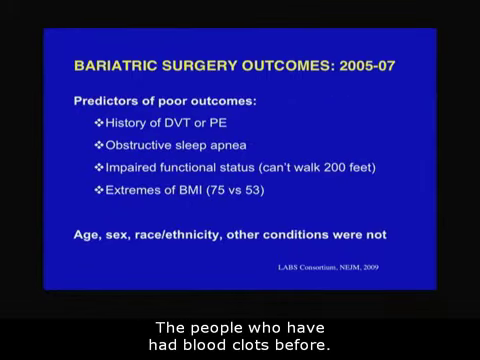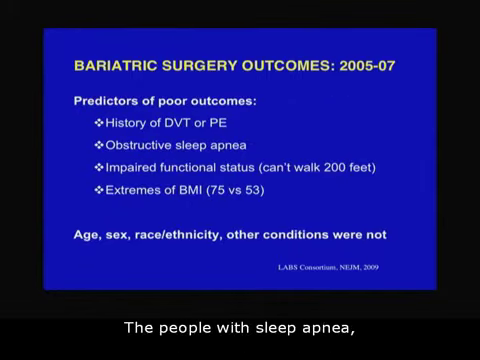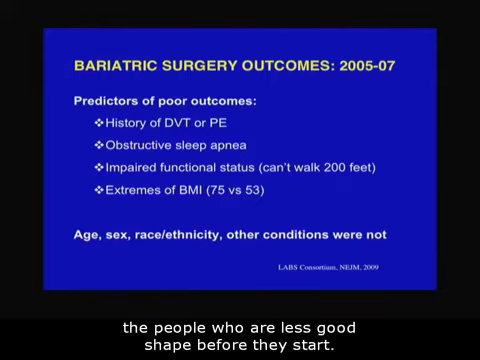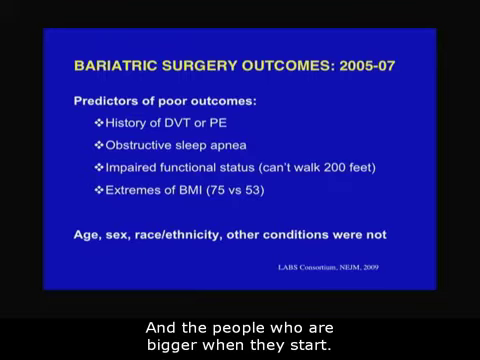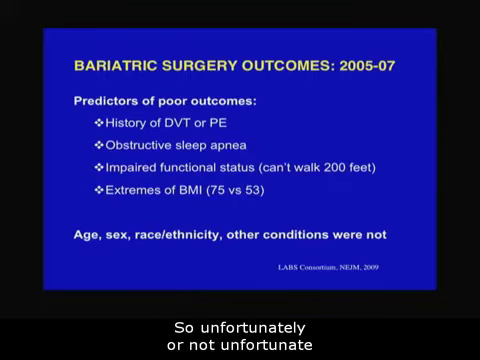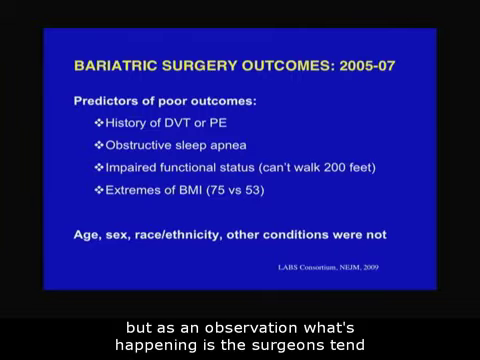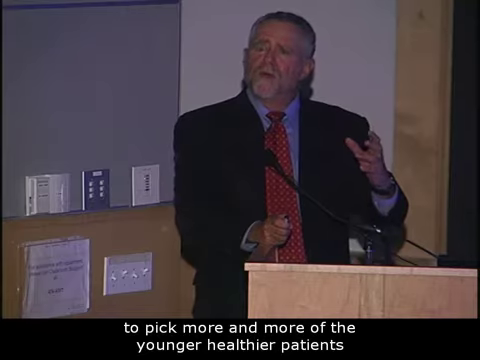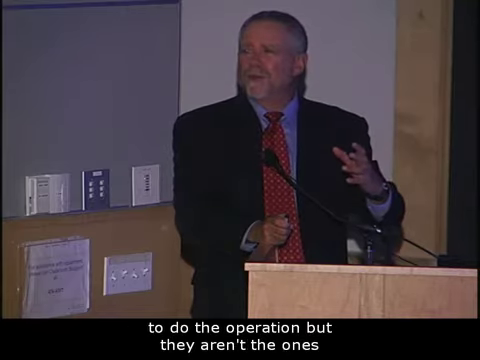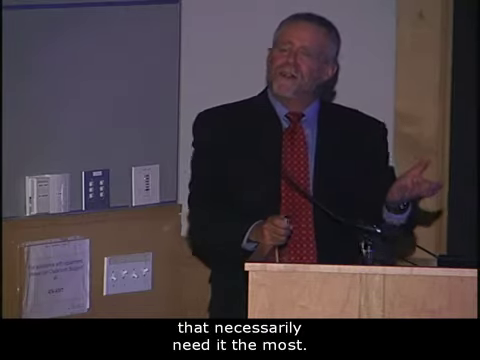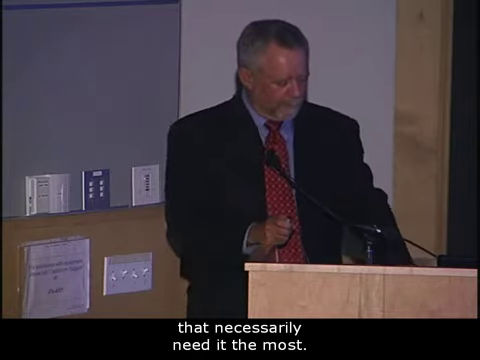The people who have had blood clots before, the people with sleep apnea, the people who are in less good shape before they start, and the people who are bigger when they start. So, unfortunately, not unfortunately, but just as an observation, what's been happening is that the surgeons tend to pick more and more of the younger, healthier patients to do the operation. But in fact, they're not necessarily the ones who need it the most.